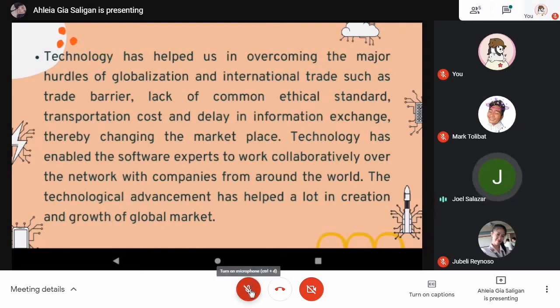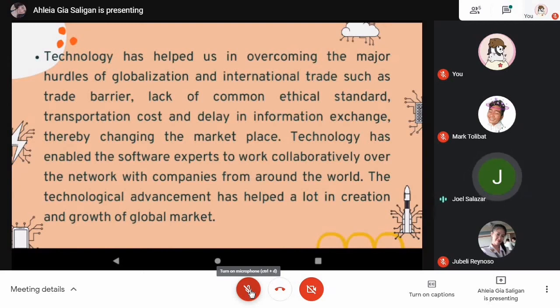Technology has enabled software experts to work collaboratively over the network with companies around the world. The technological advancement has helped a lot in the creation and growth of the global market. So this means that technology greatly affected the global economy, which resulted in the overcoming of the major hurdles of globalization. So this made the global economy flawless or liquefied. So the information, the trade, the goods, the products, and even the culture and the people can pass from one country to another more easily than before.